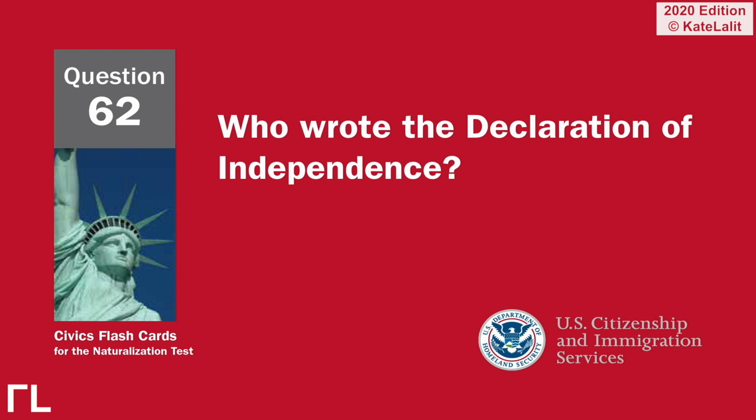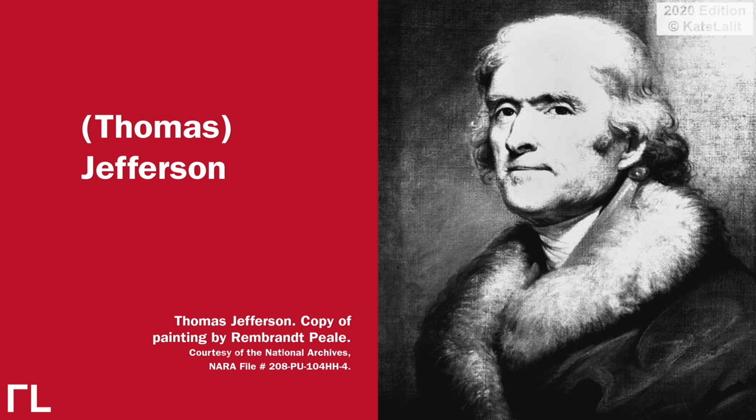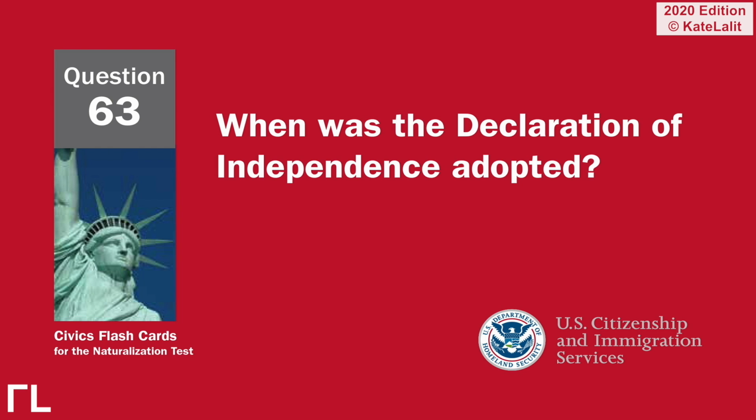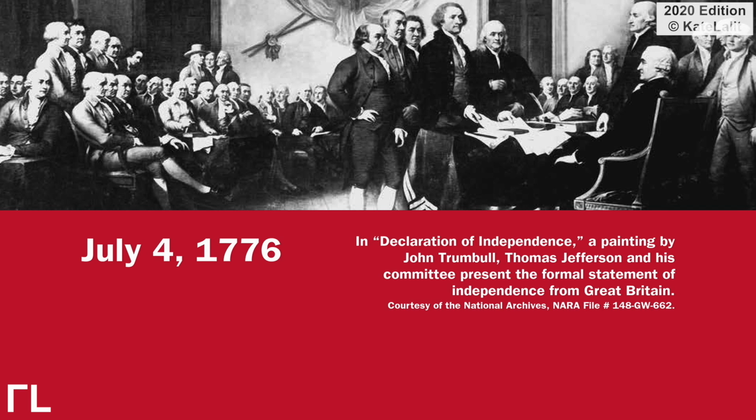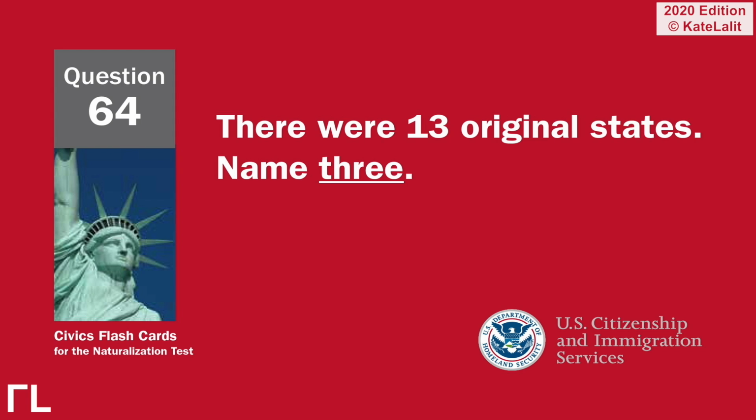Who wrote the Declaration of Independence? Thomas Jefferson. When was the Declaration of Independence adopted? July 4, 1776. There were 13 original states. Name 3.